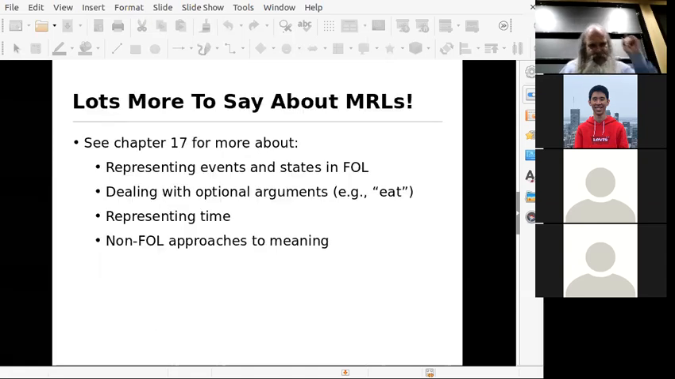There's a chapter in the book, I don't know which version that is, and I know when we put chapter references in the book, they don't always get updated. So there's a chapter in the book that talks about meaning representation languages. In some version of the book, it might be chapter 17, okay? And representing events and states in first order predicate logic, dealing with optional arguments, and that's something that we're going to have to deal with because natural language is like this. So sometimes we have "I eat" versus "I eat a pizza", and therefore there are optional forms.